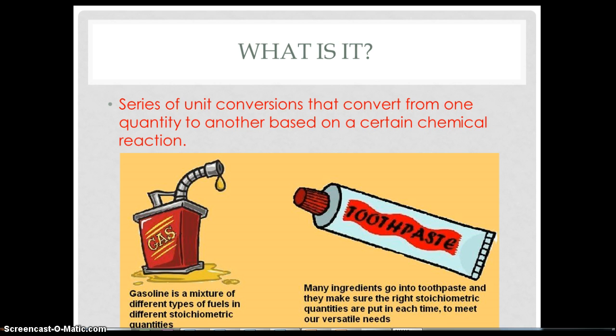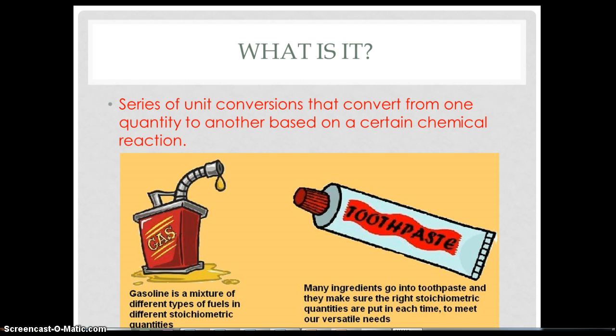So what is stoichiometry? The formal definition of stoichiometry is a series of unit conversions that convert from one quantity to another based on a certain chemical reaction. So anytime we do something in the lab, we're using stoichiometry. Every time a chemical reaction happens, that's stoichiometry. Everything has to react in a certain type of balance in order to react effectively.